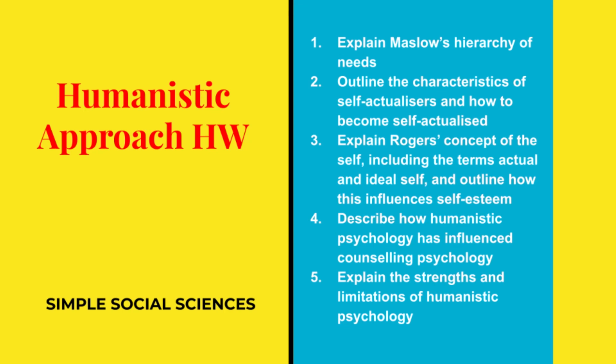And that concludes the approaches unit. We went through all of them from the beginning of Wundt and the origins of psychology through to behaviorist, social learning theory, cognitive, biological, psychodynamic, which was crazy, and the humanistic approach.